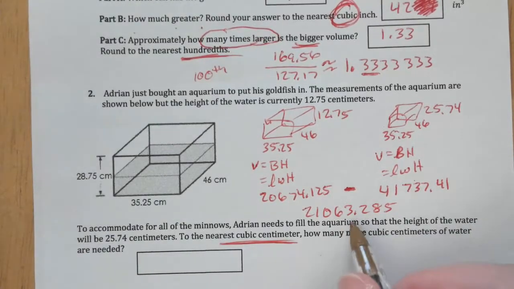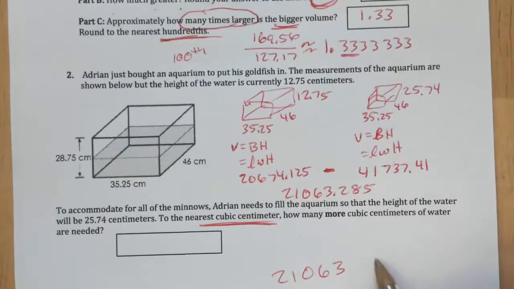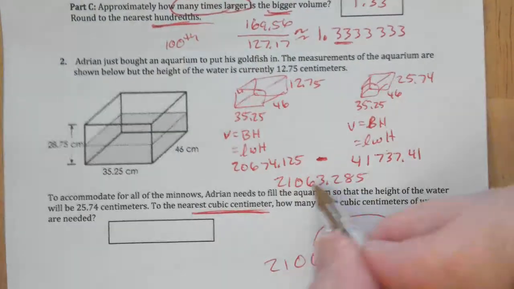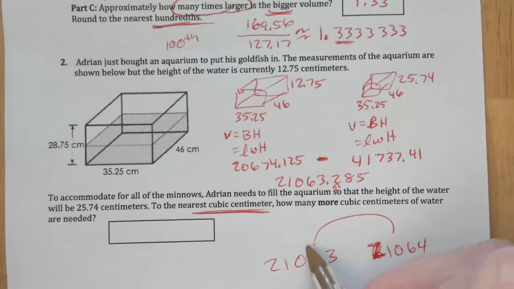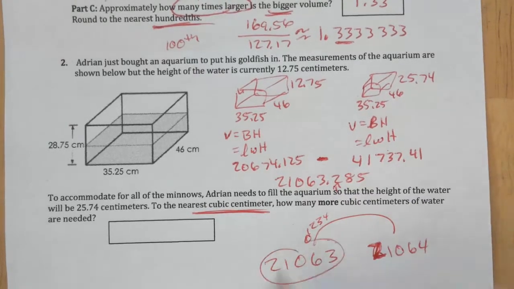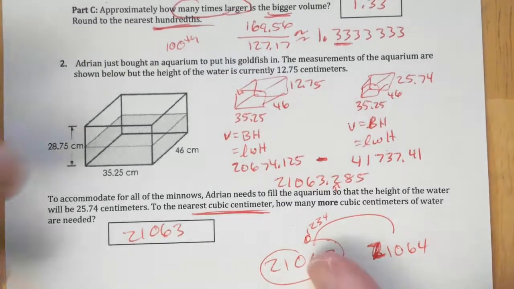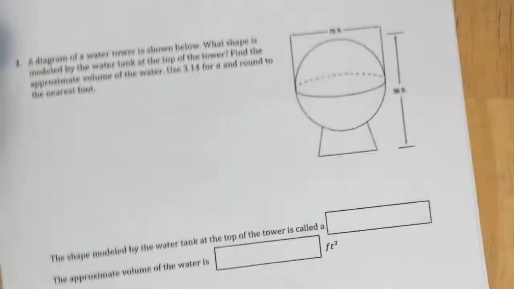So I need the nearest whole number. So am I staying at 21063 or am I going up to 64? Sorry, that's a 2. And that decision is made by the number after it, which is a 2. That did not make it over the hill. So 21063 is our final answer. All right, sweet. All right, let's keep going.